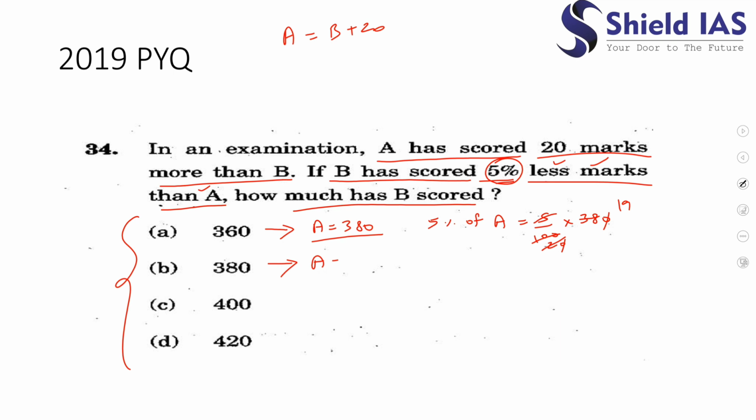Now in this case B would be 380 and A would be 400 because A would be 20 marks more than B. So 5% of 400 would be 20 marks, and if you reduce 20 marks from 400, you again get 380. So the correct answer would be 380. In this, we have only cross-checked the options, and in the actual examination, you should always cross-check the given options and arrive at the right answer.